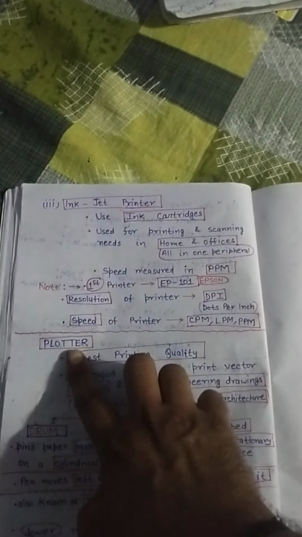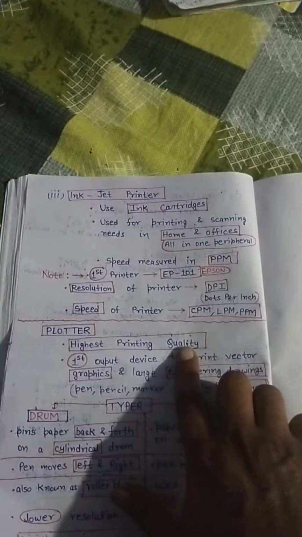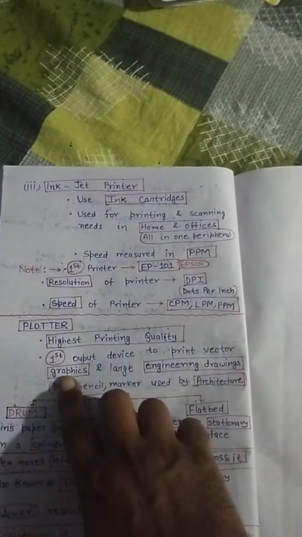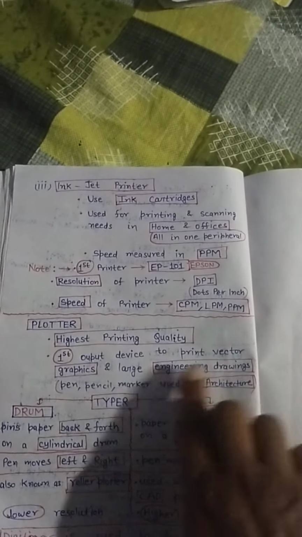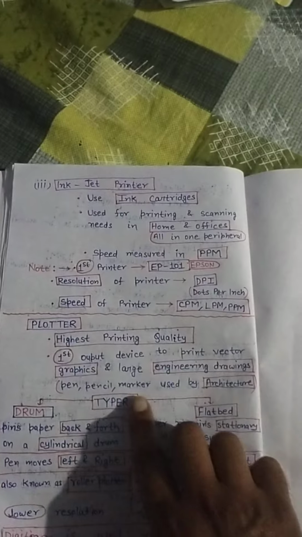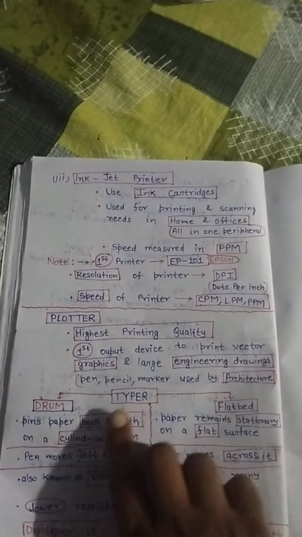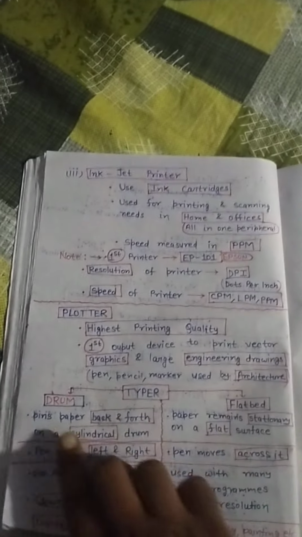Next output device, plotter. It gives the highest printing quality. It is the first output device to print vector graphics and large engineering drawings. Pen, pencil, and marker are used, by architects. Its types are further divided into drum and flatbed.